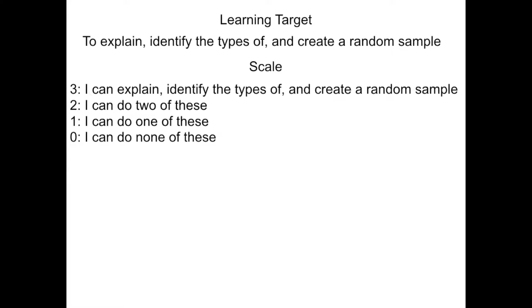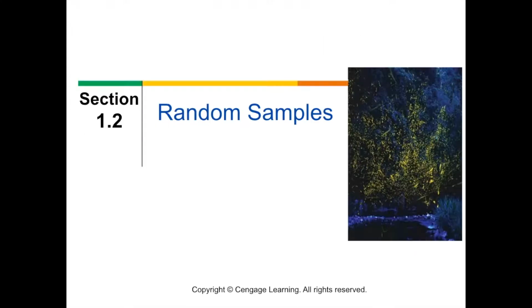The learning target for today is to explain, identify the types of, and create a random sample. For the scale, you're a 3 if you can explain, identify the types of, and create a random sample. You're a 2 if you can do 2 of these things. You're a 1 if you can do 1 of these things, and you're a 0 if you can do none of these. Let's get started.